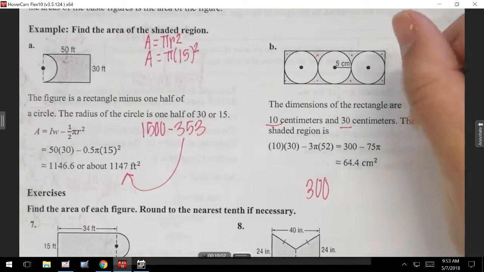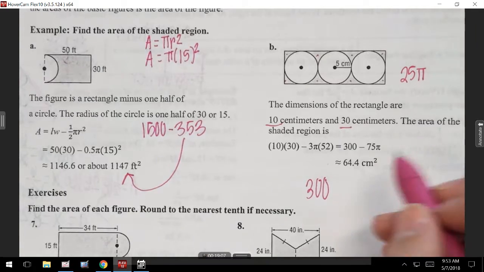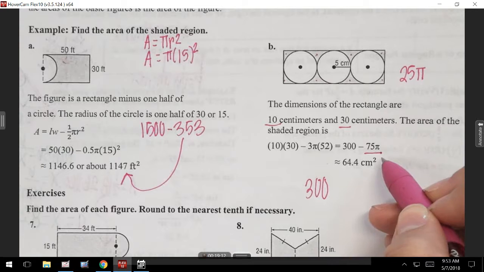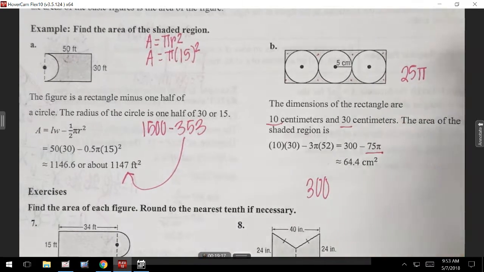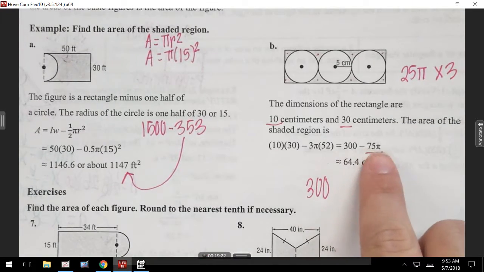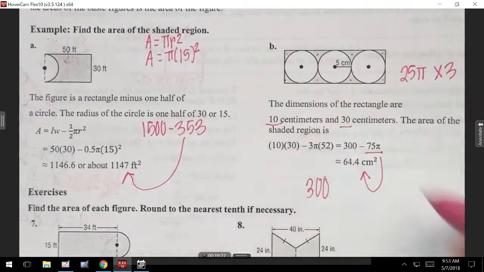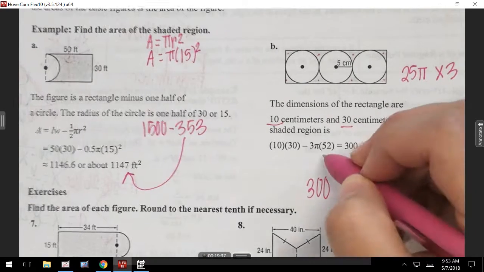So the area of one of these is 25 pi, but if there's 3, then that becomes 75. That's where they got 75 from. 5 squared, which is 25, times pi, but there's 3 of them. Multiply it by 3, which is where they got 75. So 300 minus 75 gives you the shaded pieces. Oh. It's supposed to be 25.